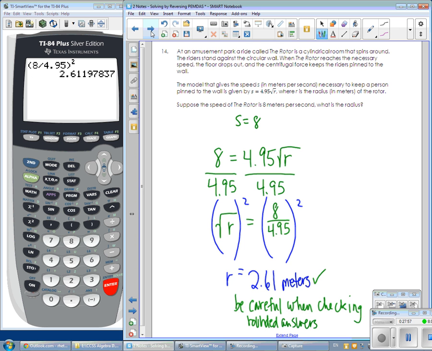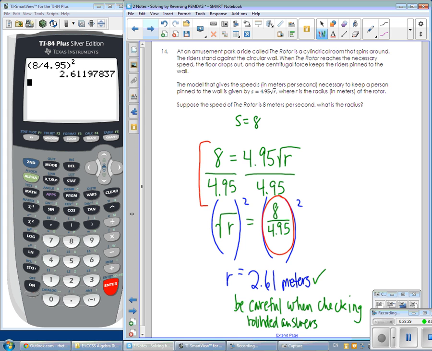Now notice that I waited when I had my fraction 8 divided by 4.95. I didn't do the calculation at that point because if you do, you're going to get a decimal value, and we want to wait till the very last possible minute to do our rounding. So I only want to round one time. So if it's possible to wait until the end, I left the fraction as is and then I squared it. And so on my calculator, you can see on the left, I just did it as one expression, one entry, instead of doing it several times.